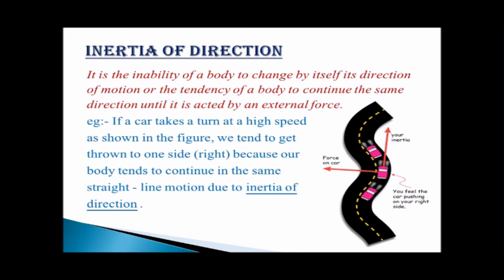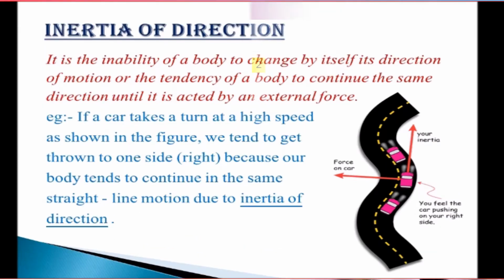Next, inertia of direction. It is the inability of a body to change by itself its direction of motion, or the tendency of a body to continue in the same direction until it is acted on by an external force. For example, if a car takes a turn at high speed, as shown in the figure, we tend to get thrown to one side because our body tends to continue in the same straight line motion due to inertia of direction.